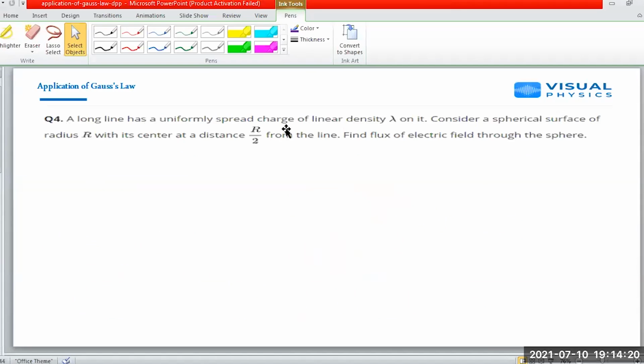Question number 4, very easy question. I will consider only that much amount of line charge which is inside my Gaussian surface.